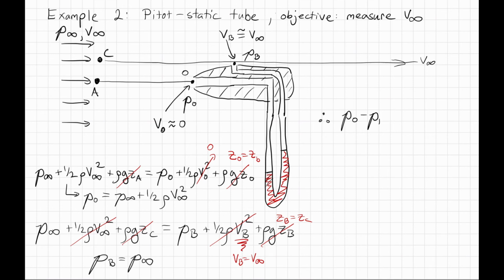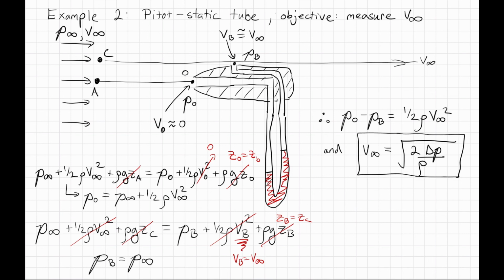So you can calculate the pressure difference between the stagnation point and the side-mounted port, and you find that it's just equal to half rho V infinity squared, regardless of what the absolute pressures of the system are. You can solve that for the velocity, so V infinity equals the square root of 2 times the pressure difference divided by the density.